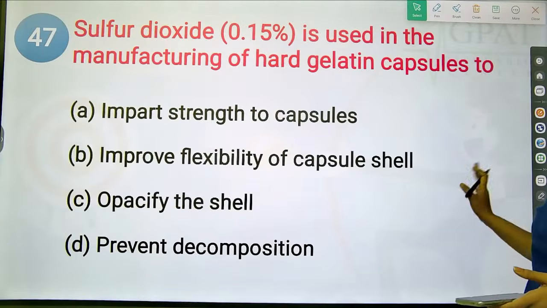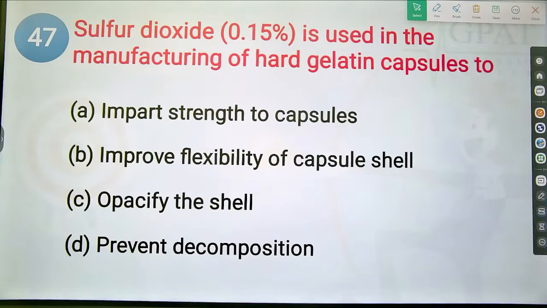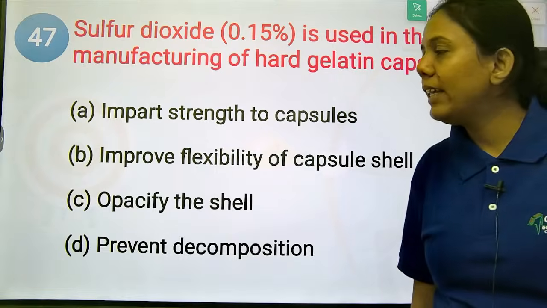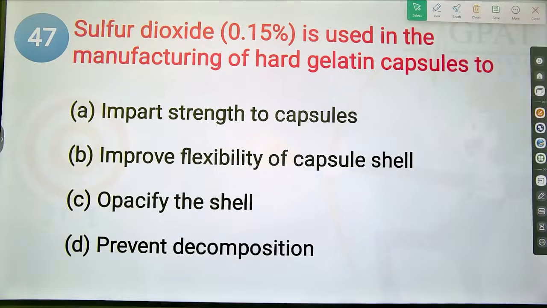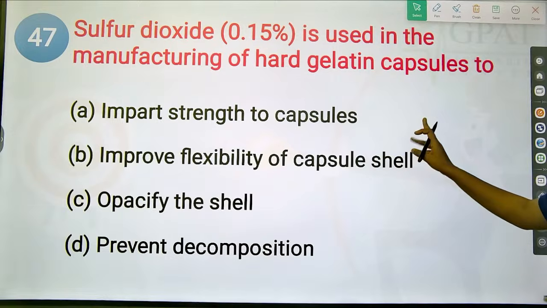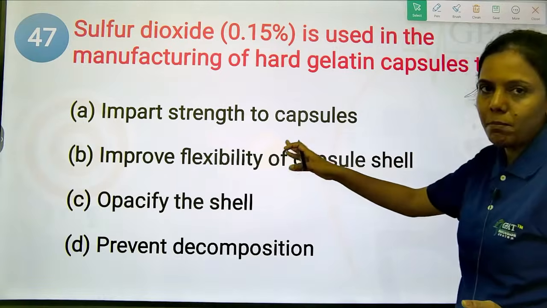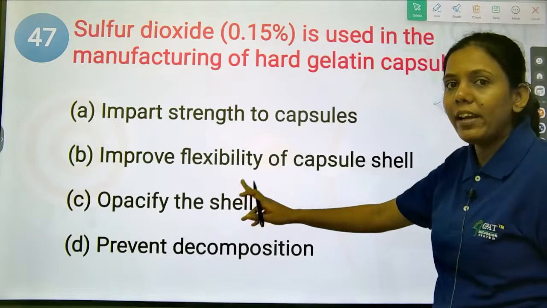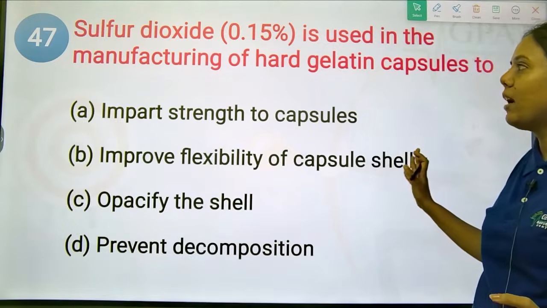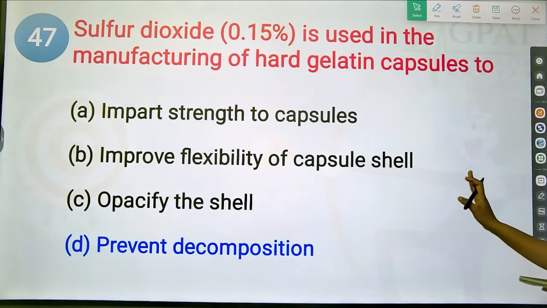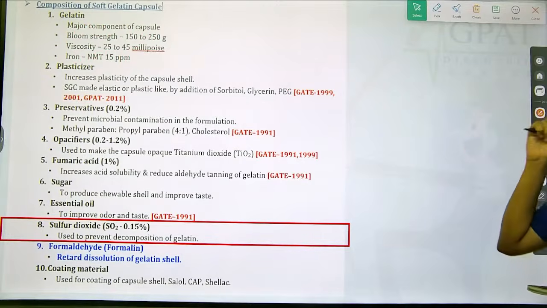Okay, chalo. Next is sulfur dioxide is used in the manufacturing of hard gelatin capsule to impart the strength to the capsule, improve flexibility, opacify the shell, prevent the decomposition. It will not impart strength, right? The strength is given by use of plasticizer. Improve flexibility, no, that is same again. Plasticizers will give. Opacify, titanium dioxide. It will prevent the decomposition. So it will prevent the decomposition.